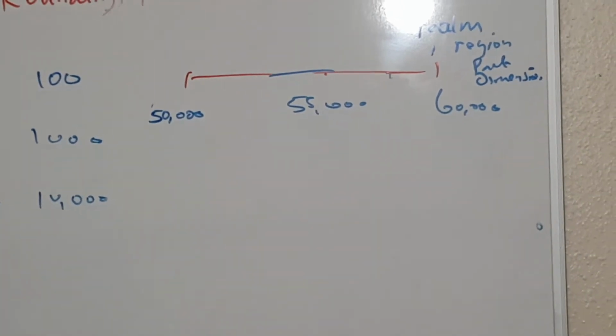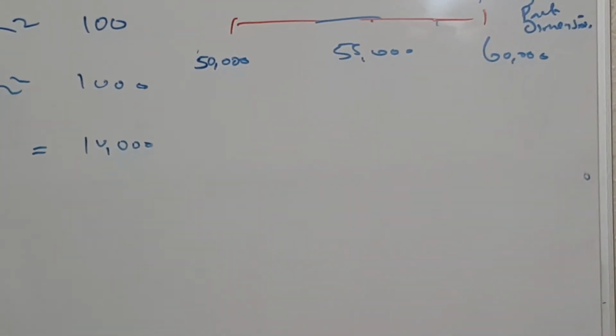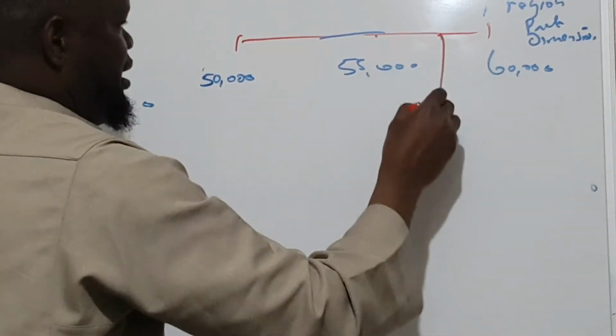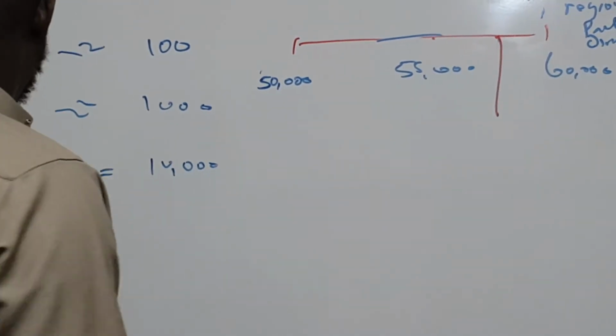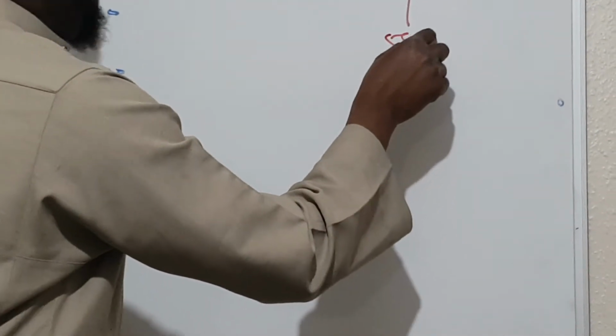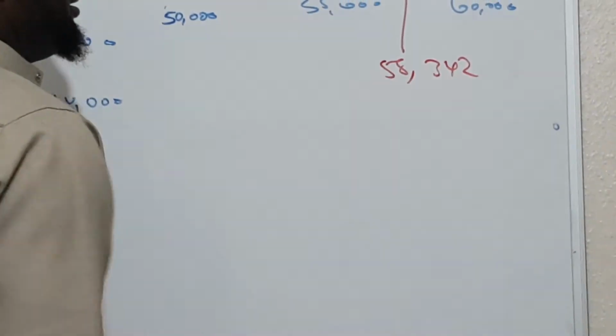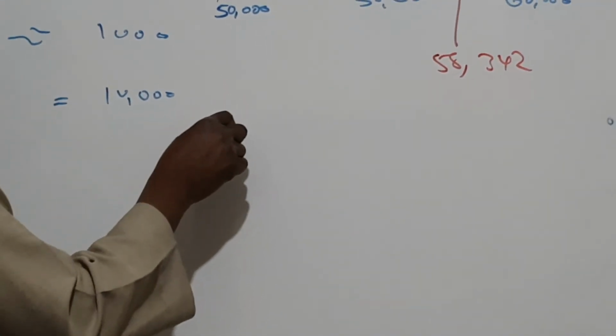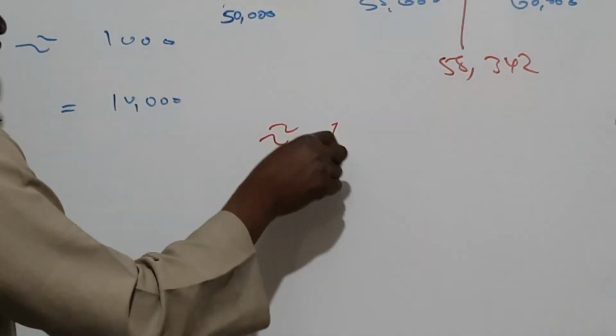After the middle, isn't it? It will lie after the middle. So basically, it will lie down here again. Now all our figures lie on the right-hand side of our test. So 58,342 will lie down here. So rounding 58,342 to the nearest 10,000 will be 60,000.